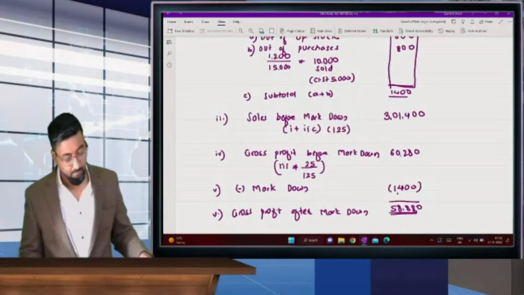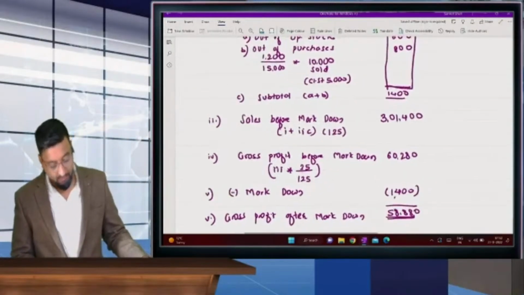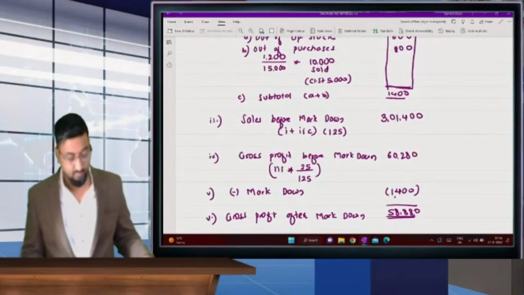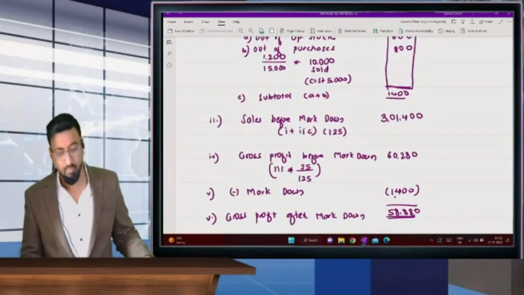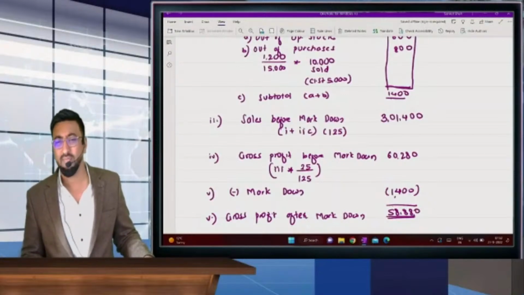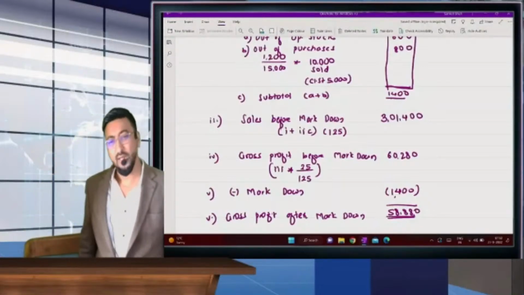Yes, beta. So balancing figure is closing stock. Balancing figure is closing stock. मार्कडाउन से मत डरो यार, बहुत क्वेरीज आते सर, मार्कडाउन बताओ, मार्कअप बताओ. मार्कडाउन इज नथिंग बट यू कैनॉट सेल एट व्हाट यू एक्सपेक्टेड. इट इज कॉल्ड एज मार्कडाउन.